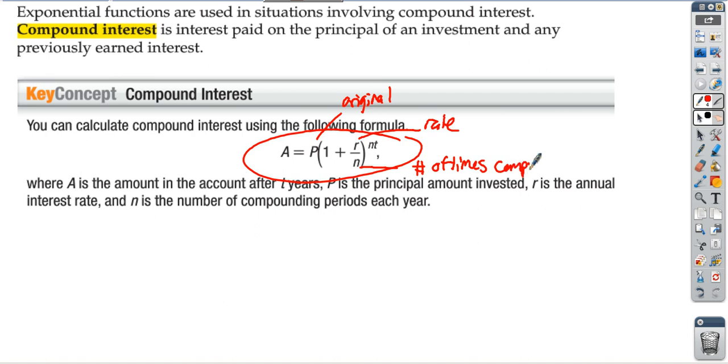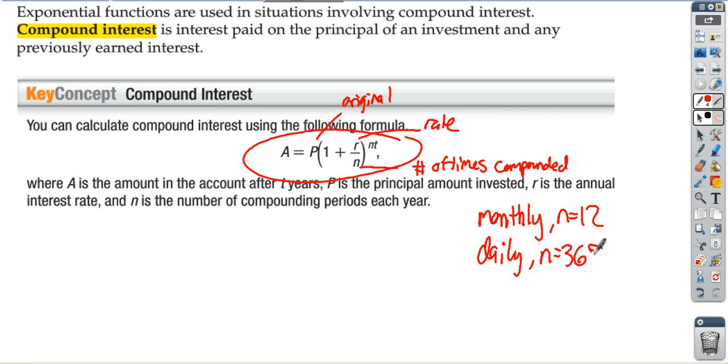So for example, if you get it compounded monthly, n would be 12 because there's 12 months in a year. So monthly would mean n equals 12. If you get compounded daily, well, there's 365 days in a year, so n would be 365.